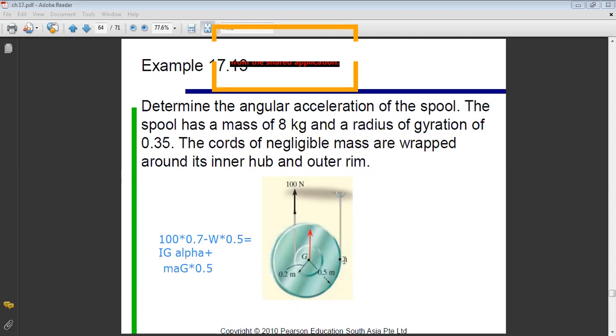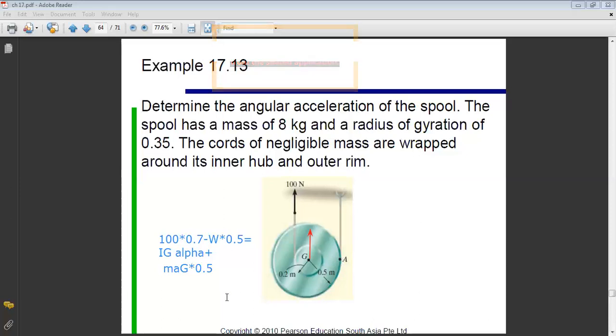Please pay attention here, I cannot write IA alpha. I cannot write that the sum of moments about A equals IA alpha unless they tell me that I have a homogeneous disk. Since they did not tell me that, and as I told you, in general motion you can only apply the sum of moments equal to inertia about the instantaneous center times alpha if it is a homogeneous disk. So to be on the safe side, always use the general relation: sum of moments about A equals IG alpha plus the moment of vector MAG about A.